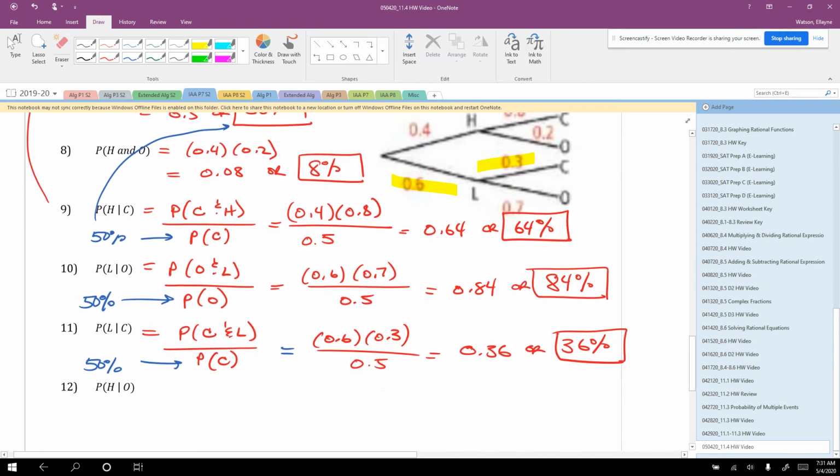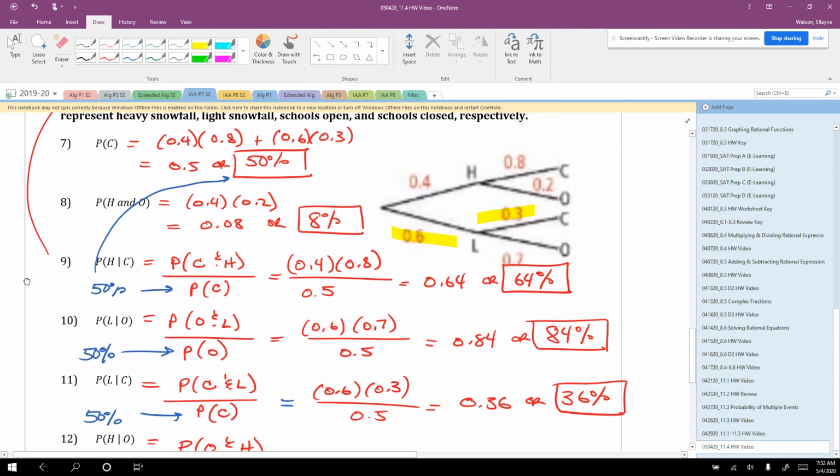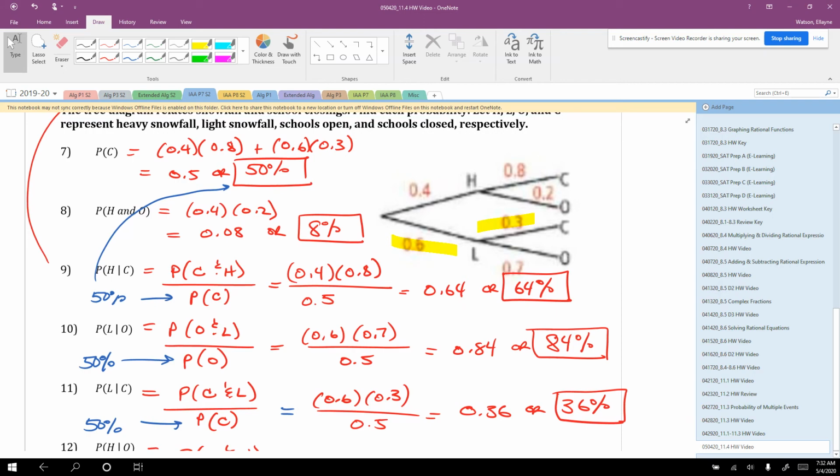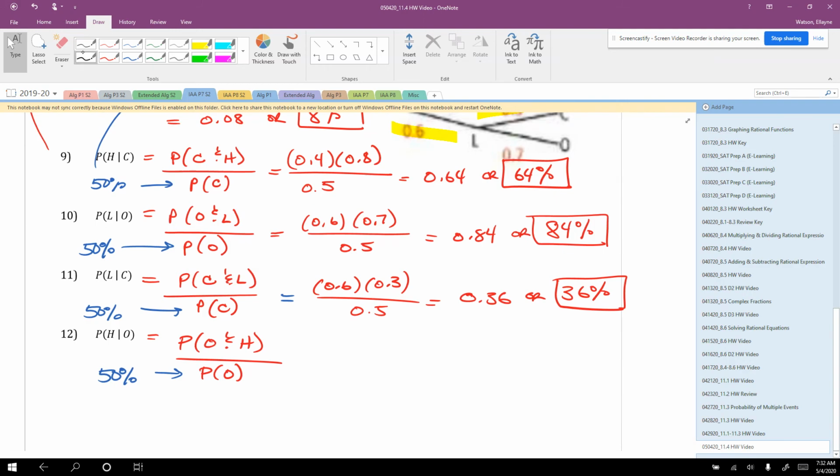Okay. And then you should use the same pattern. Let me just do it for you since I'm doing these. For the last one, the probability of heavy given open. So it's the probability of open and heavy over the probability of open. And again, this is 50%. Now, remember, it's not just that it's always going to be 50%. That's because we calculated in number 7 that the probability of closed is 50%, and the only other option besides closed is open. So they must equal 100. That's where that 50% comes from.